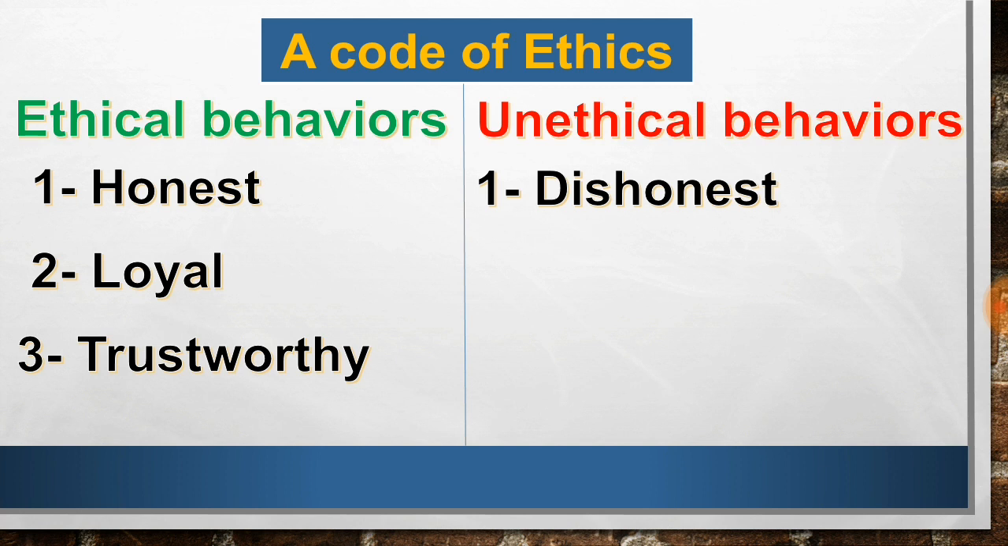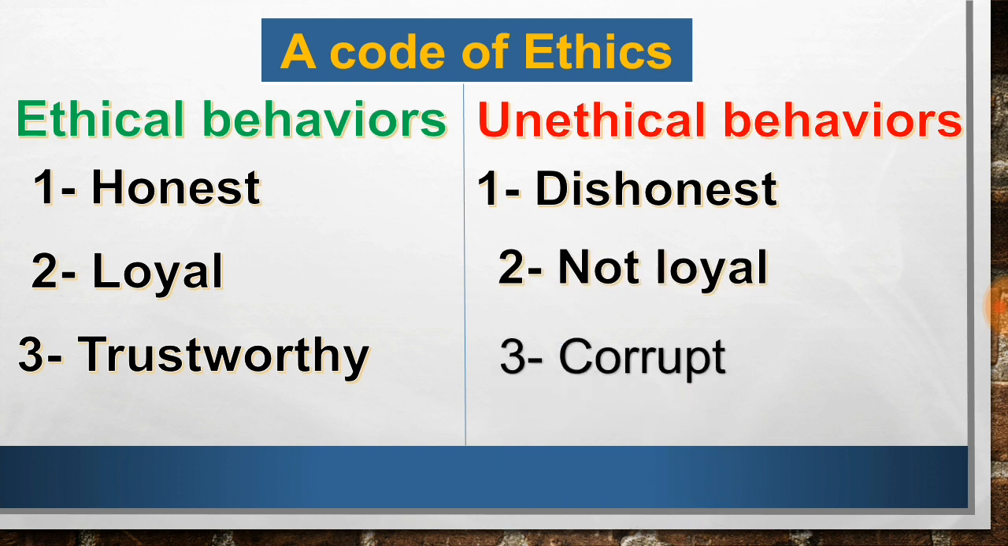It means he steals, he lies, and he cheats. Another unethical behavior is not being loyal. And number three, corrupt. So if an employee is dishonest and he or she is not loyal, therefore he is considered a corrupt employee. It means he has broken the code of ethics.